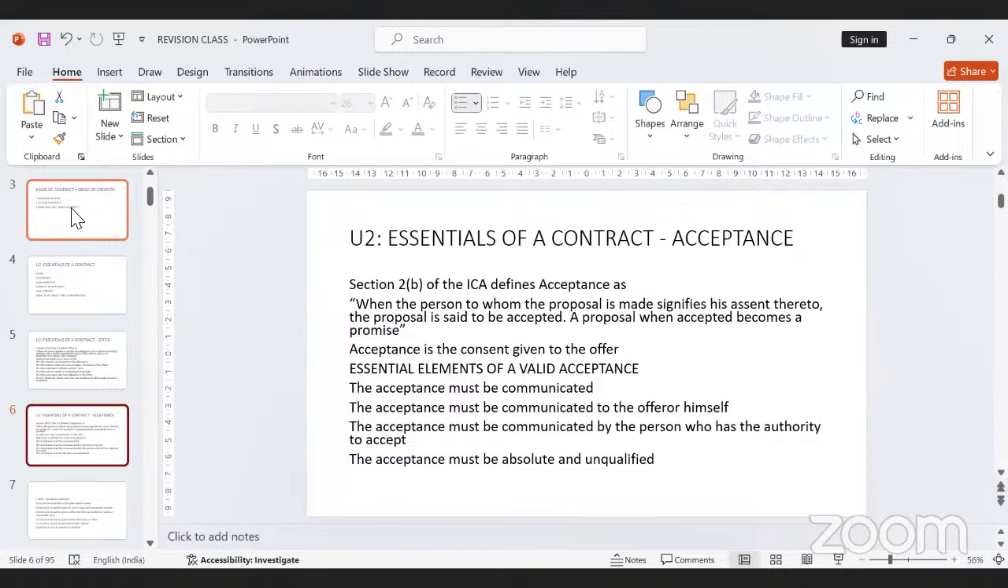He cannot say, yes, I will buy your house, but I will not buy it for 1 lakh rupees. I will buy it for 90,000 rupees. Is this an absolute acceptance? No, this is not an absolute acceptance. So for acceptance to be valid, it must be absolute and unqualified. If X says, yes, I will buy your house, but I will buy it for 90,000, then that is not acceptance of the offer that I gave. That is a new offer.